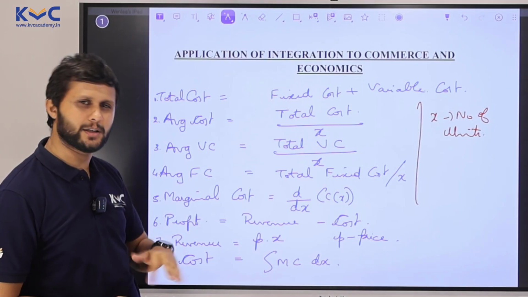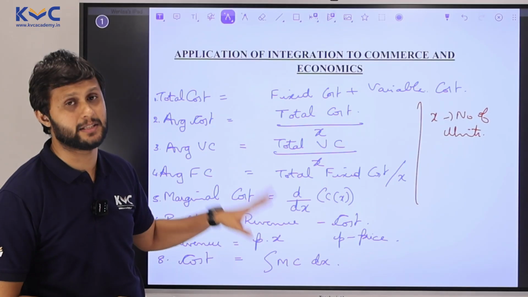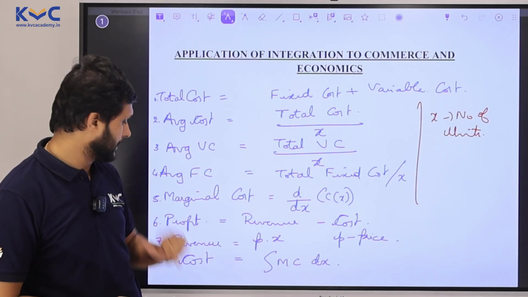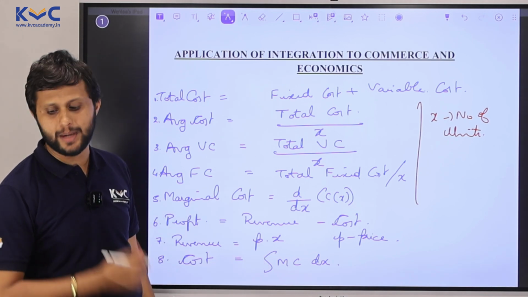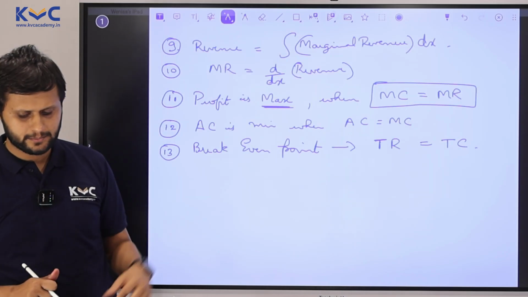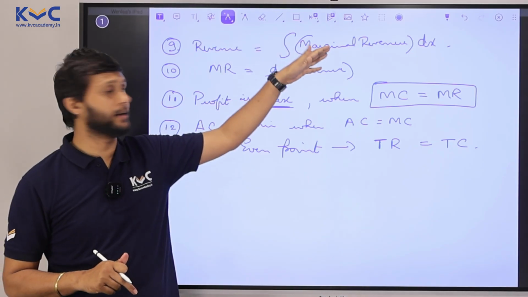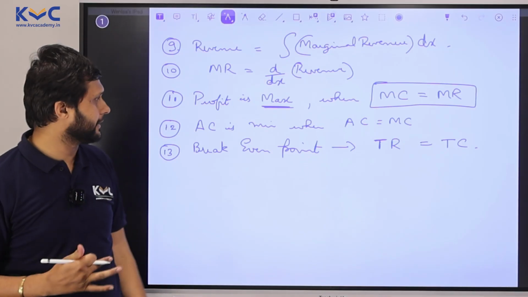Profit, revenue minus cost, something which we know. Revenue is P into X. This is important. It is used multiple places. P is the price. X is number of units. Cost is integration. This is the same formula which we had earlier. It is the reverse. Next we have revenue. This time I have given integration of marginal revenue, or you can write marginal revenue is equal to differentiation of revenue. Both I have written.